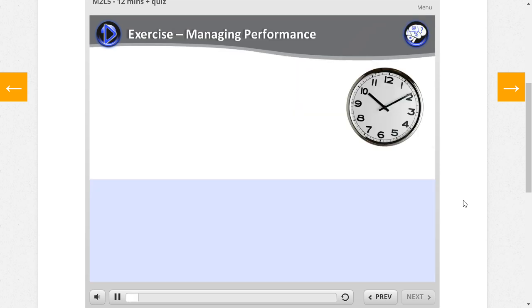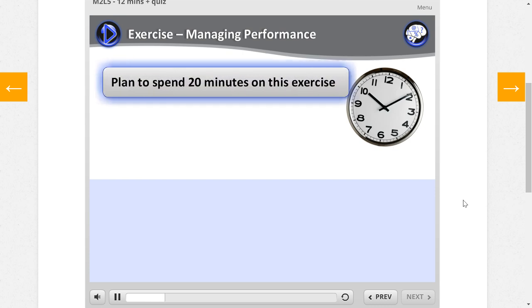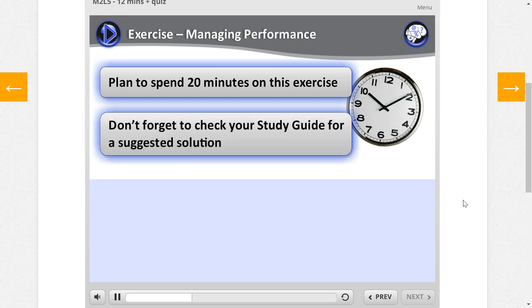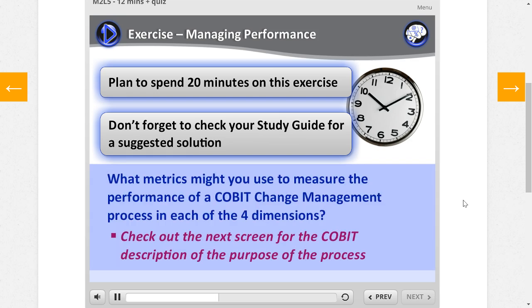Let's do an exercise to develop your understanding of lag and lead indicators. Aim to spend 20 minutes on this exercise. And don't forget to check out your study guide for our ideas. COBIT describes a change management process whose purpose is to enable fast and reliable delivery of change to the business and mitigation of the risk of negatively impacting the stability or integrity of the changed environment. What metrics might you use to measure the performance of this process in each of the 4 dimensions?